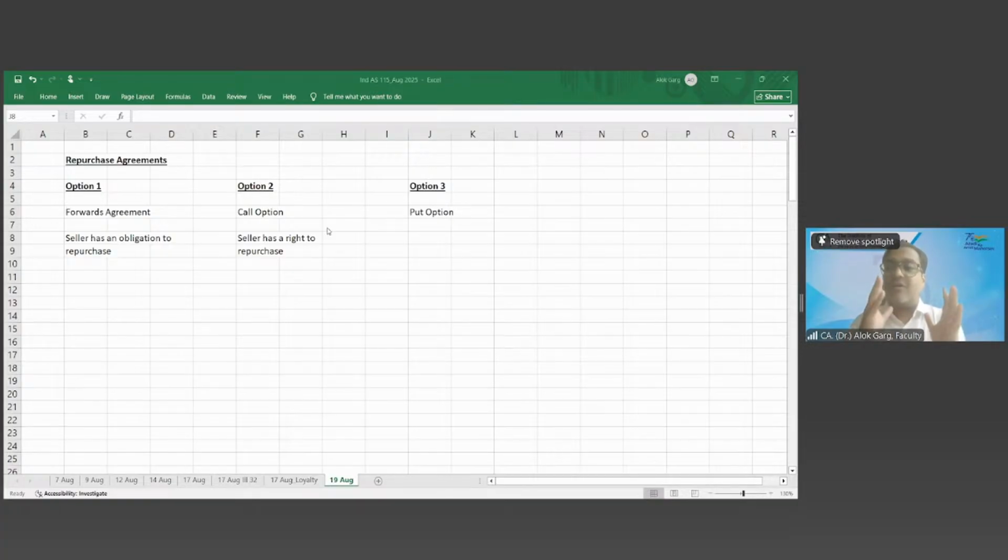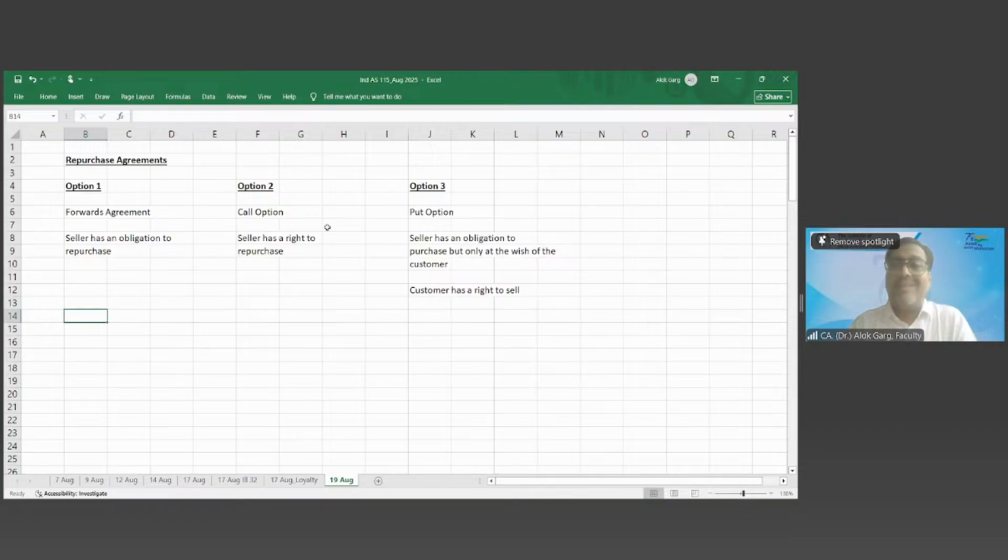So in forward agreement, there is a contractual obligation to purchase. In call option, there is a choice to purchase. Right? In put option, there is an obligation to purchase, but who is having the right? You can purchase only when the customer wants to sell, right? So put option is at the wish of the customer. So here, seller has an obligation to purchase, but only at the wish of the customer. So here, customer has a right to sell.